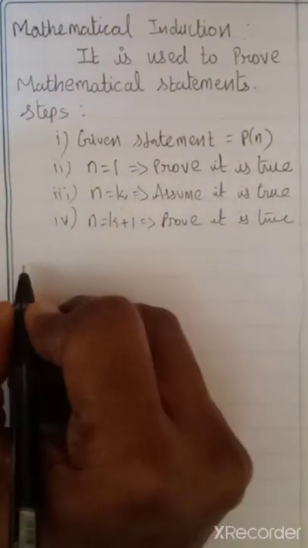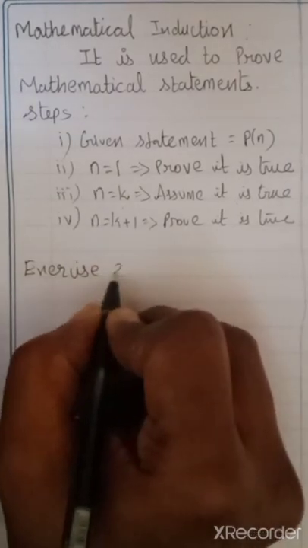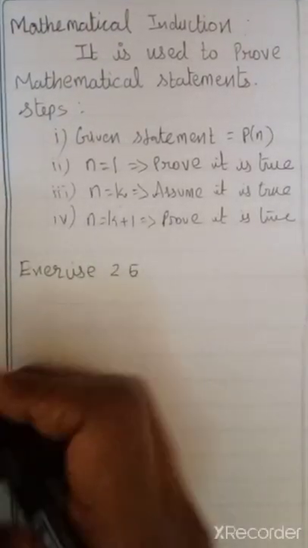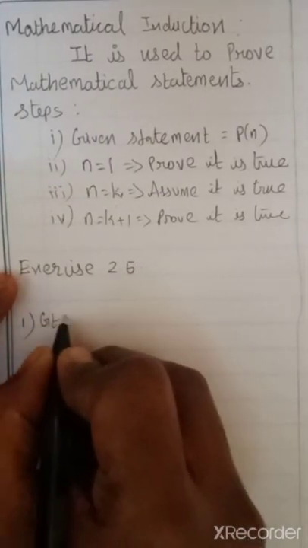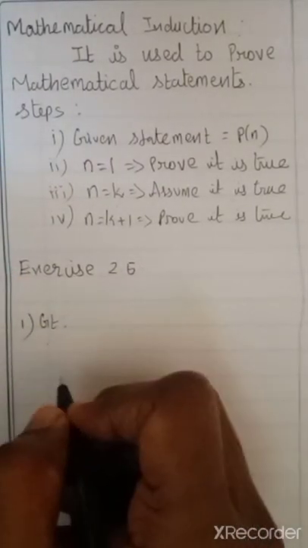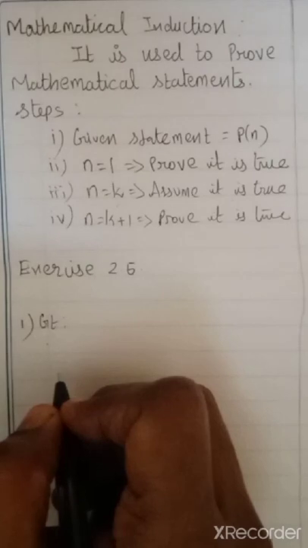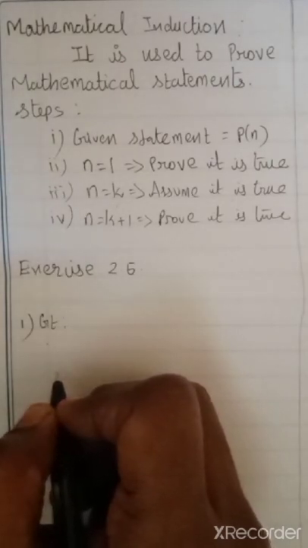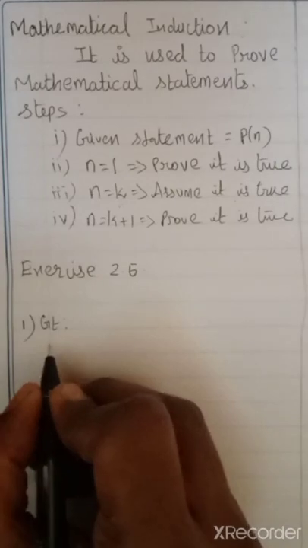Okay, so take your exercise 2.5 and the first problem. It is given: by the principle of mathematical induction, prove the following statements. For the following, some 9 problems will be given. Using mathematical induction, we have to prove them. So we can take the first problem. What is the first problem?